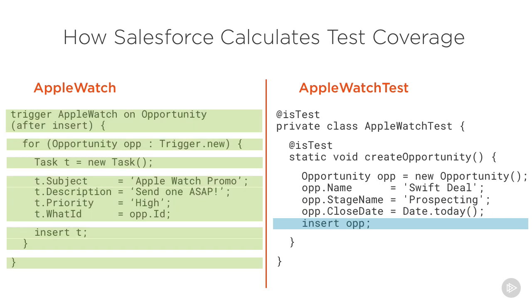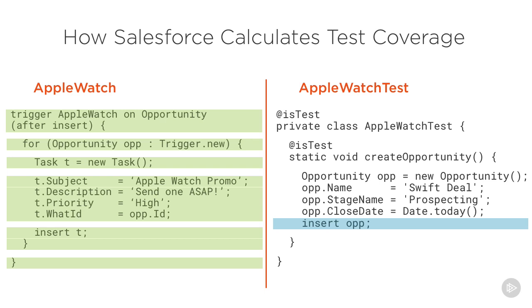When we insert our opportunity in our test class, this saves opp to our database and kicks off all opportunity triggers that run on insert, including Apple Watch. 100% code coverage yet again. Note that this isn't perfectly accurate since Salesforce ignores some trivial lines of code in its calculations, but you get the picture.